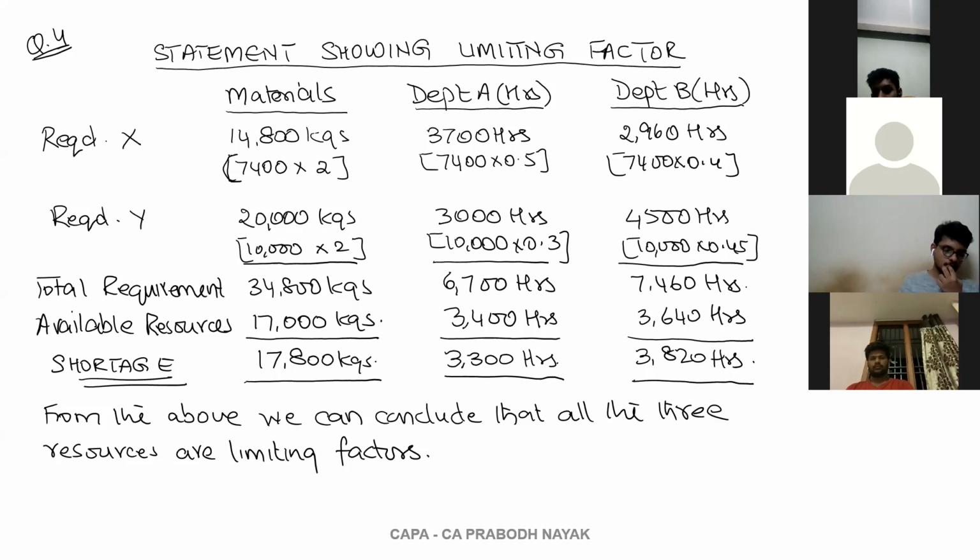Since we have three limiting factors, we will have three rankings: one on the basis of materials, one on the basis of machine hours of Department A, and one on the basis of machine hours of Department B. That is why they have asked you to prepare the statement of ranking of products. If you rank the products on the basis of only one factor and don't write the other two, your marks are gone. Normally we are used to calculating only one ranking on the basis of one limiting factor. Now we have three limiting factors. Keep that in mind. So let us prepare the statement of ranking.